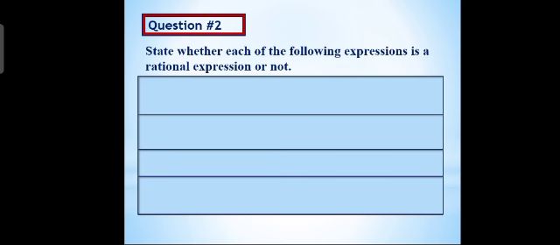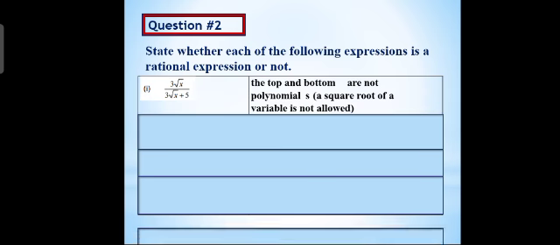Question number 2. State whether each of the following expressions is a rational expression or not. The first one, 3 square root of x over 3 square root of x plus 5. Now you can observe the top and the bottom are not polynomials. A square root of a variable is not allowed, we know that. And when top and bottom are not polynomials, this is not a rational expression.